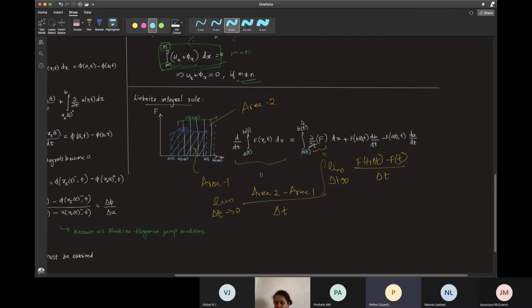So you write it as dou by dou t of f. f actually is a function of x and t. Here, if you notice, we are integrating it over x, so this integral will not be a function of x anymore. So we write d by dt. Here, f is a function of x and t. Okay. Any doubts? Is it clear? Yes, ma'am. Okay.